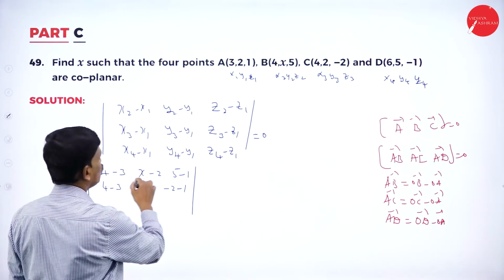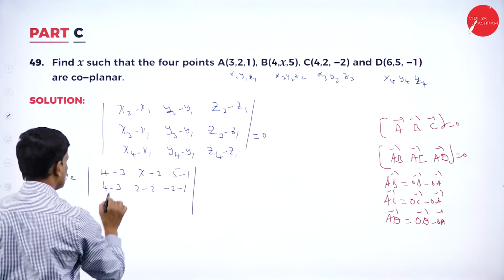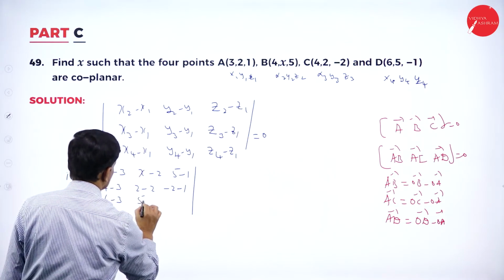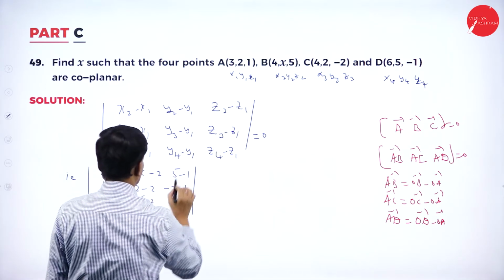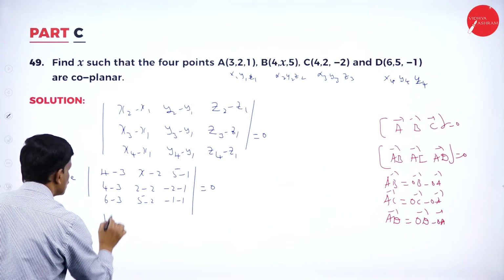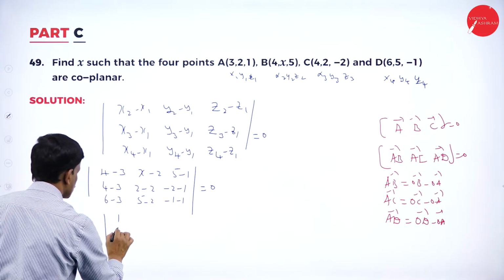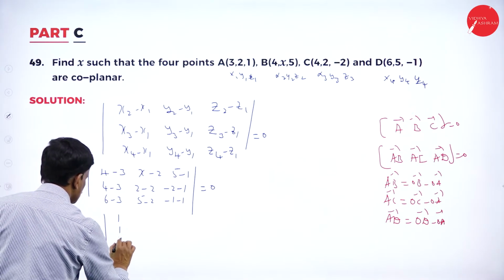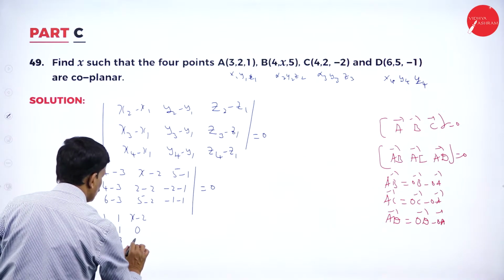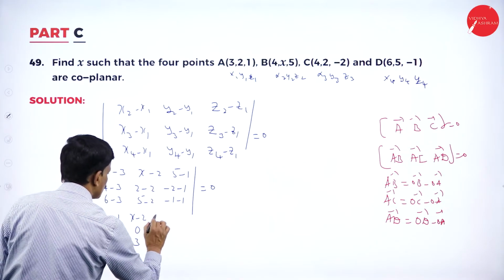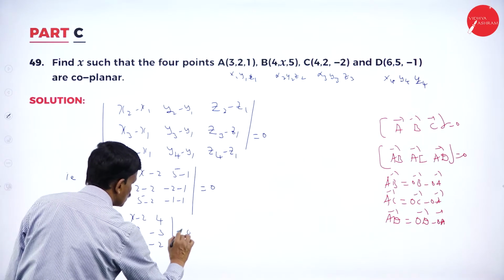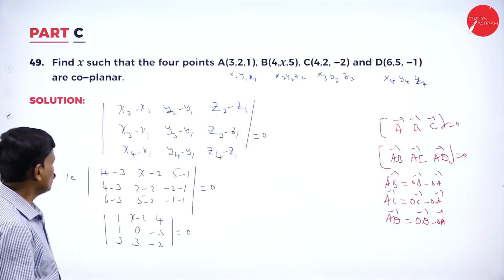Similarly, x4 minus x1: 6 minus 3, again 5 minus 2, then minus 1 minus 1. This is equal to 0. So simplify this: 4 minus 3 is 1, 4 minus 3 is 1, 6 minus 3 is 3. Again this is x minus 2 as it is, 2 minus 2 is 0, 5 minus 2 is 3. 5 minus 1 is 4, minus 1 minus 2 is minus 3, minus 1 minus 1 is minus 2. Simplify this, that's it. You will get the answer.